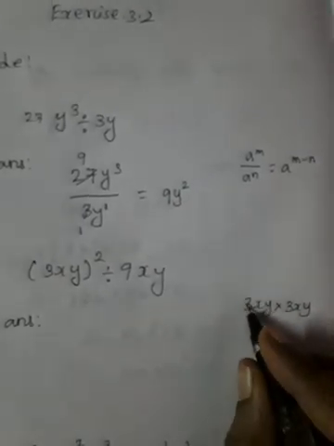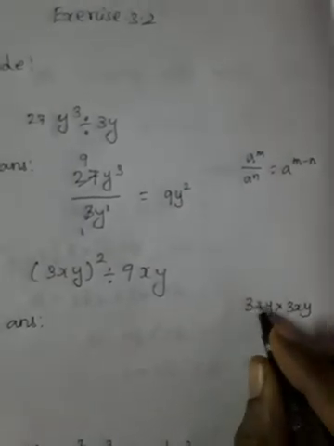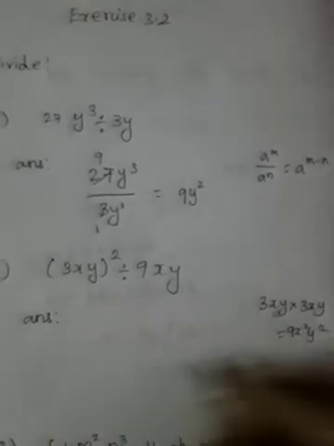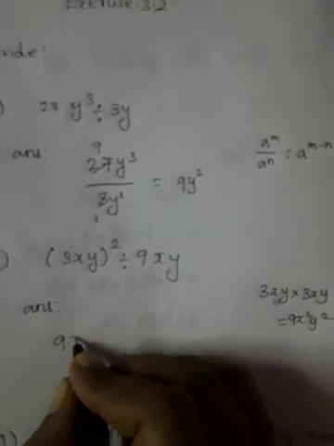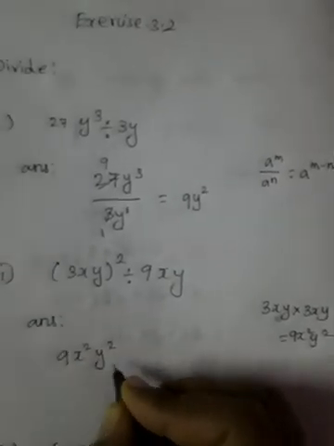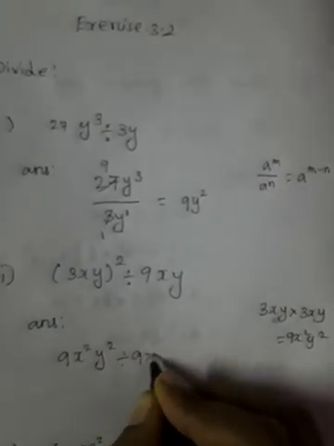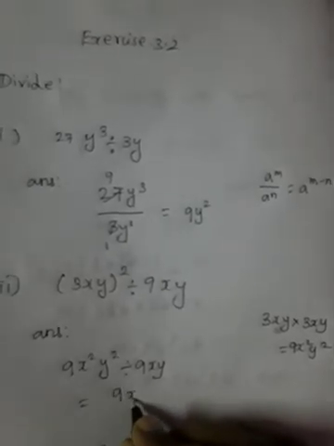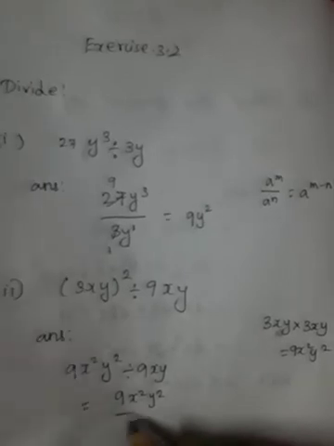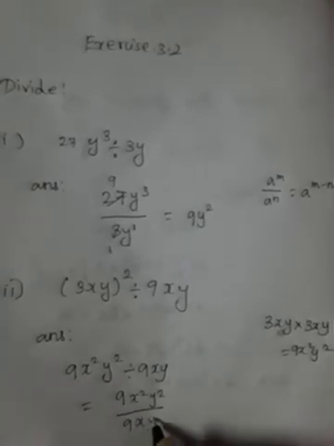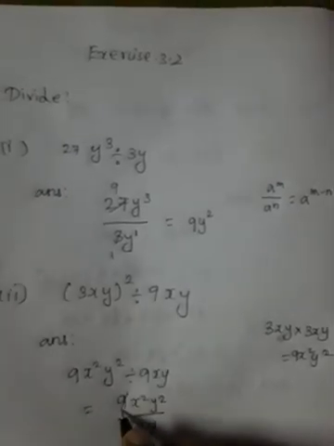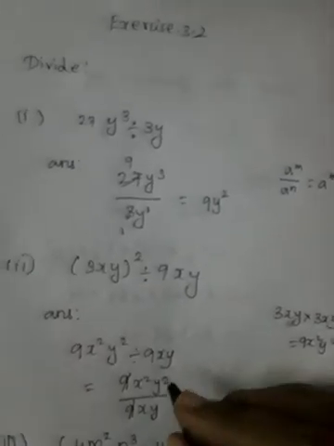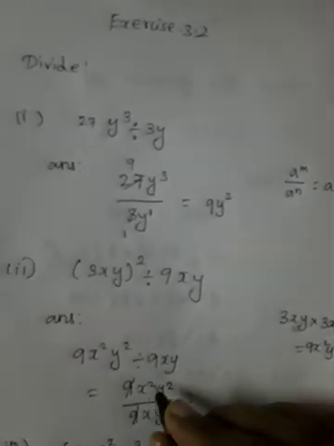So 3 3s are 9, x into x, x square, y into y, y square. So we have the answer 9x square y square divided by 9xy. Very easy. 9 and 9 cancel because 9 ones are 9, 9 ones are 9. 9 and 9 got cancelled. Now this is very easy.